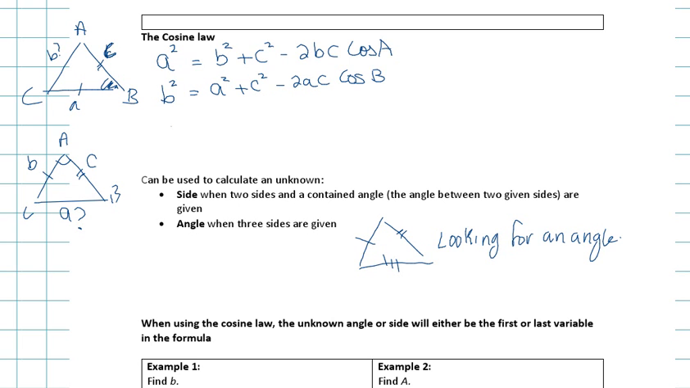Now, what if I'm looking for side C? What should I know? A and B, and then what angle? That's right. So what would the formula be? Minus 2AB cosine C. Good. So no matter what the letters are, you can make your own formula, right? If it's X, Y, and Z, it's the same formula. It's going to be this, but then you're going to change the letters.